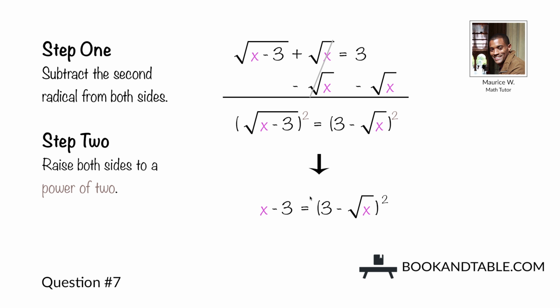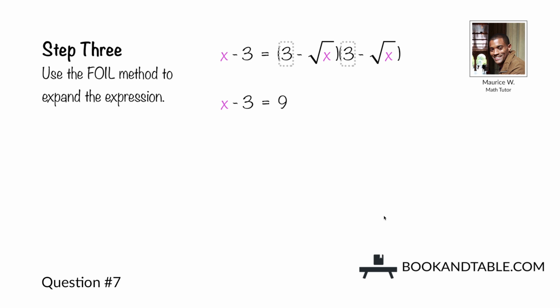And step 3, we'll use the FOIL method to expand this expression. 3 times 3 is equal to 9. 3 times negative the square root of x is equal to negative 3 radical x. Negative square root of x times 3 is equal to negative 3 square root of x. Negative 3 radical x and negative 3 radical x would combine to give us negative 6 radical x. And then negative square root of x times negative square root of x. Negative times negative is positive. Square root of x times square root of x is equal to x.